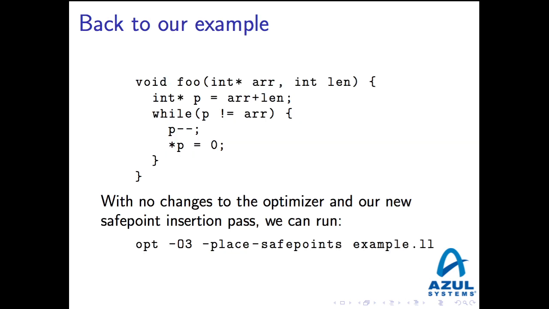So back to our example. What have we accomplished at this point? We've taken the simple loop we started off with, and we can now run it through O3, do the full vectorization we want to do, then run it through place Safepoints, and get the Safepoint poll inserted in the back edge of the vectorized loop, not the unvectorized one.